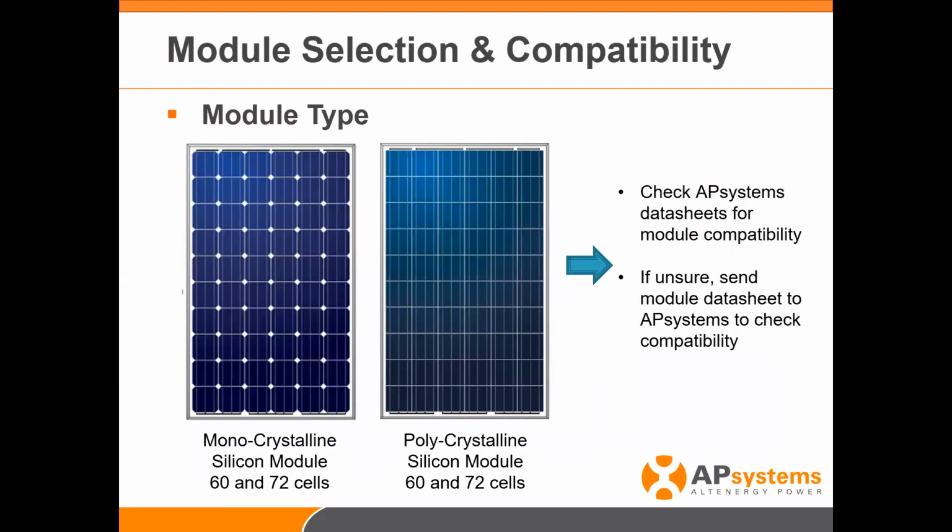Module types don't really matter to us. 60 or 72 cells is all I really care about. And I should actually double those numbers. Just do 120 and 144. Split cell modules, no problem whatsoever. Mono or crystalline. We don't do 96 yet, but stay tuned.